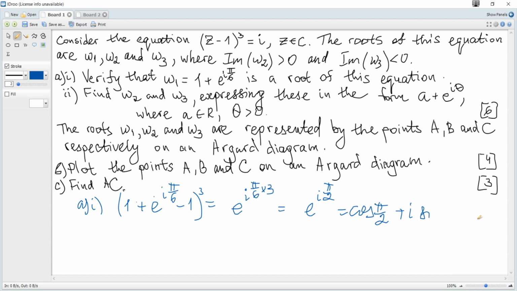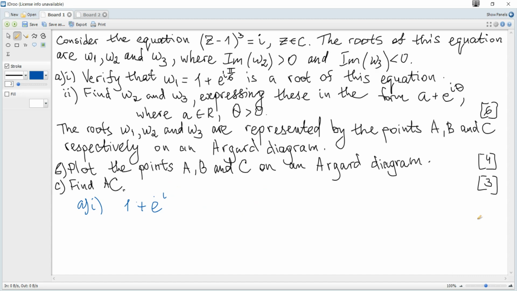And the next question, we need to find the other two roots and plot them on a diagram. You can see that roots are obtained from 1 plus a cubed root of i. And since it's a cubed root of i, there are three possible values. And these values are equally spaced on a diagram if it would be plotted, and there are 120 degrees between successive values, which are cubed roots of i.